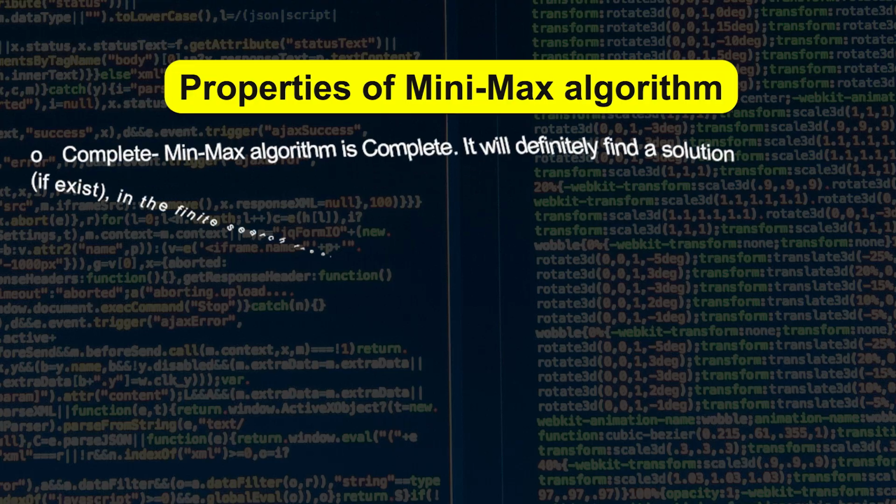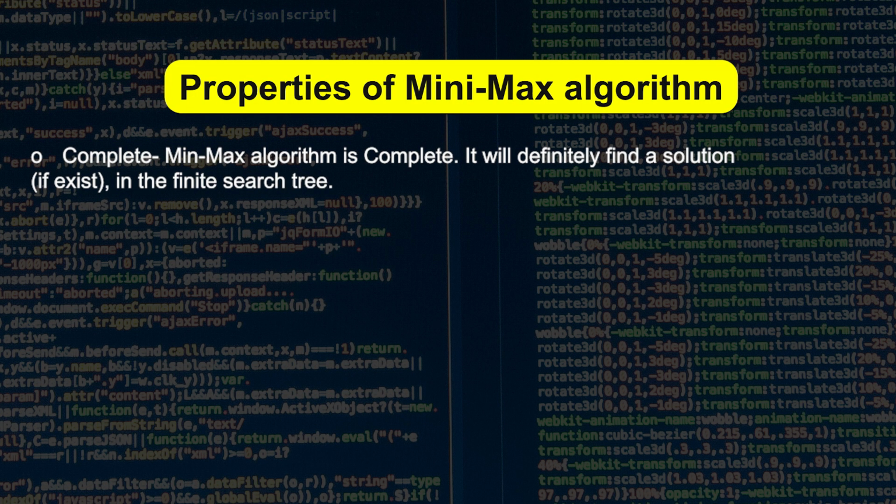Also, sometimes it is impossible for Minmax to compute every possible game state for complex games like chess. Hence, we only compute up to a certain depth and use the evaluation function to calculate the value of the board. So, properties of Minmax algorithm. First is complete. Minmax algorithm is complete. It will definitely find a solution if one exists in the finite search tree.